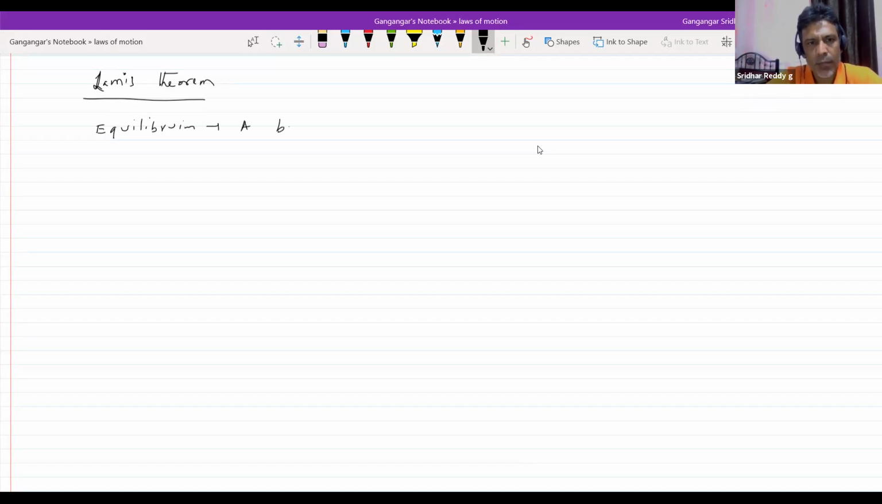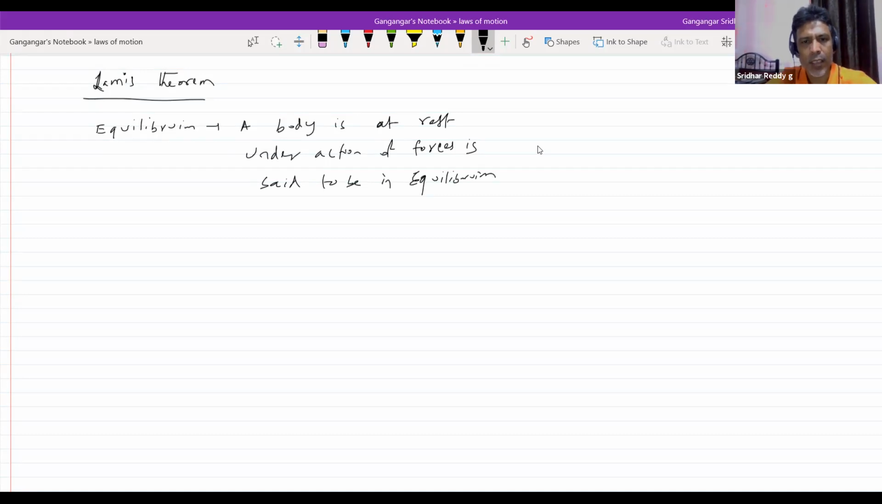A body is at rest. If a body is at rest under action of forces, it is said to be in equilibrium. Okay, fine. So the one definition is what? Equilibrium, we define it. So what is the basic necessary condition?